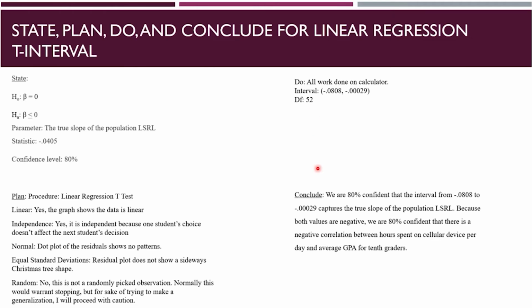For my conclusion, we are 80% confident that the interval from 0.0808 to 0.0029 captures the true slope of the population LSRL. Because both values are negative in my interval, we are 80% confident that there is a negative correlation between the hours spent on a cellular device per day and average GPA for 10th graders.